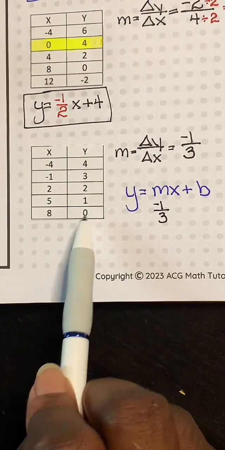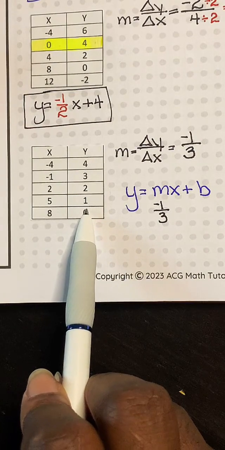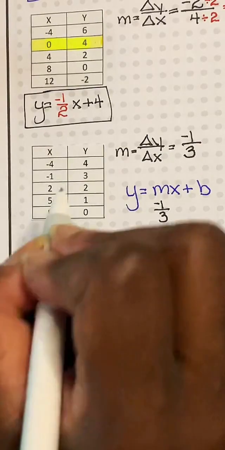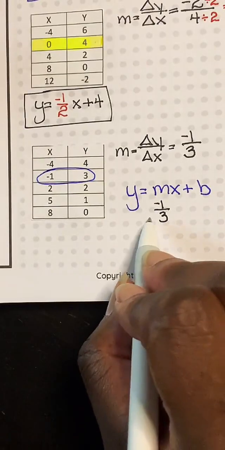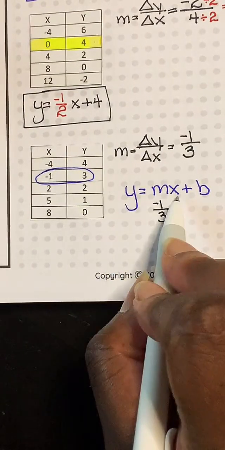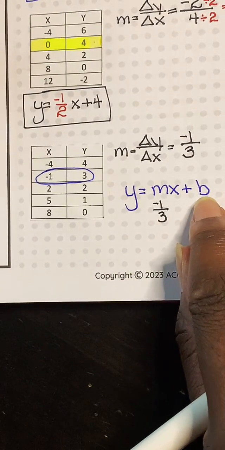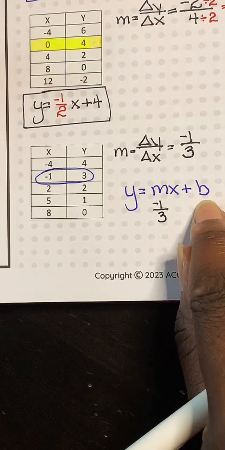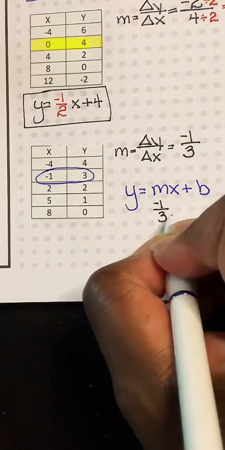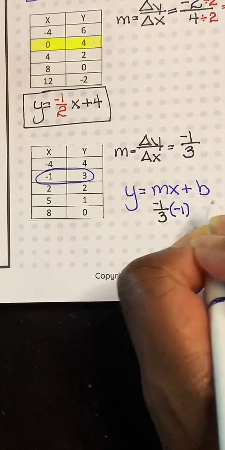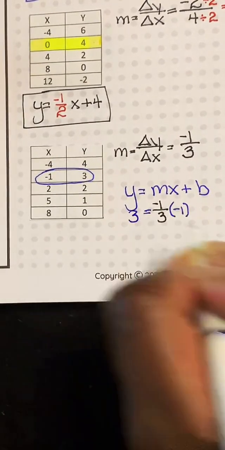All right, let's see, what can I do? I'm going to pick -1 and 3. I'm going to pick this to substitute in for my x and y. The reason why I'm doing this is I want to find my value of b. I want to find my y-intercept. So I'm going to plug in the -1 for the x. And I'm going to plug the 3 for the y.